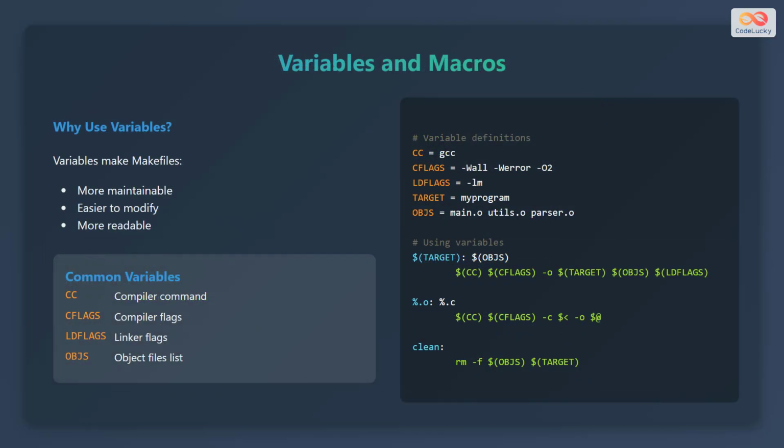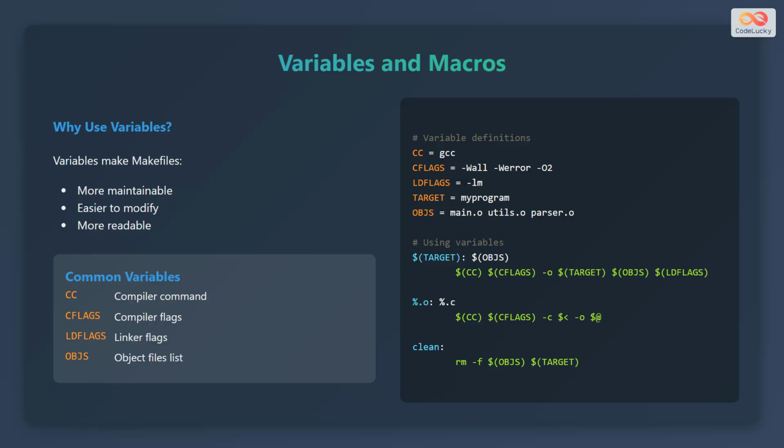Using variables in makefiles makes them more maintainable, easier to modify, and more readable. Common variables include CC for the compiler command, CFLAGS for compiler flags, LDFLAGS for linker flags, and OBJS for the list of object files. This is an example of how to use them.